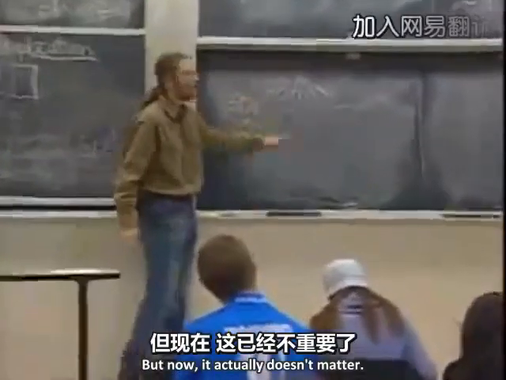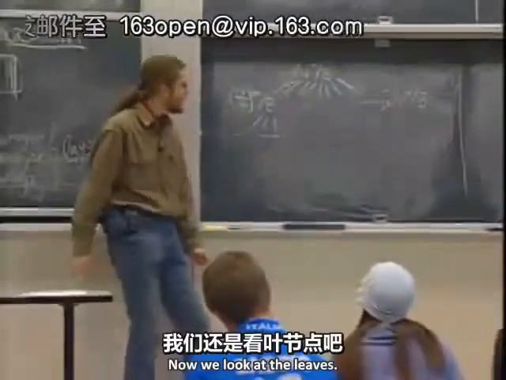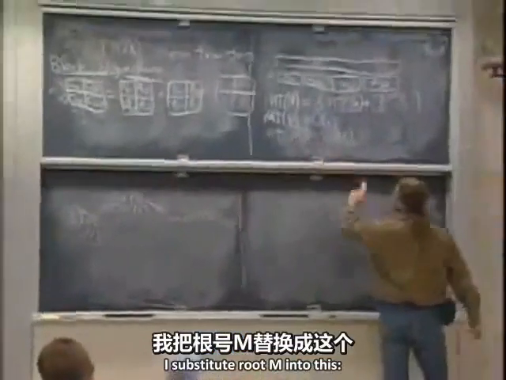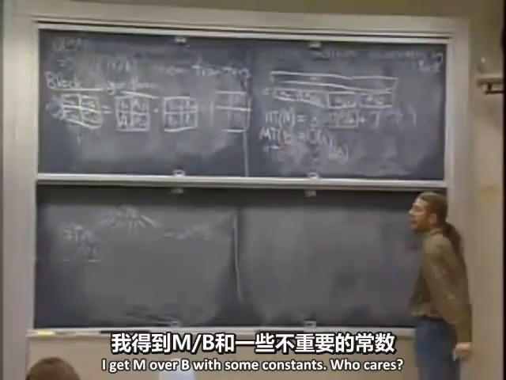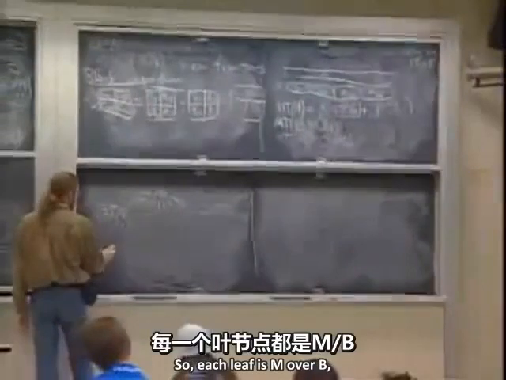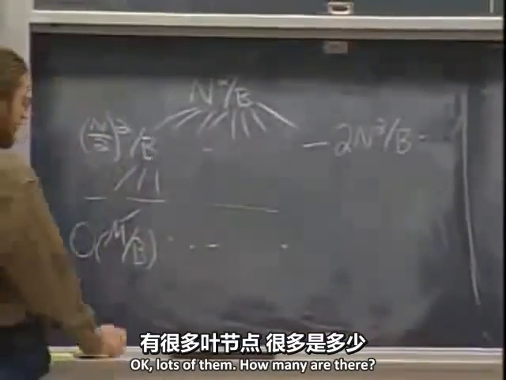But now it actually doesn't matter. Whatever the constant is, as long as it's bigger than 1, great. Now we look at the leaves. The leaves are root m by root m. I substitute root m into this, I get m over b. Some constants, who cares? So each leaf is m over b. Okay, lots of them. How many are there?